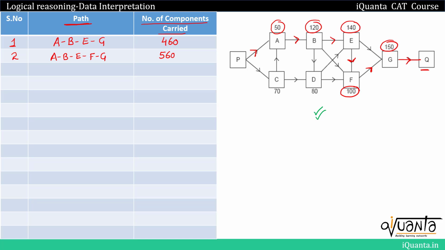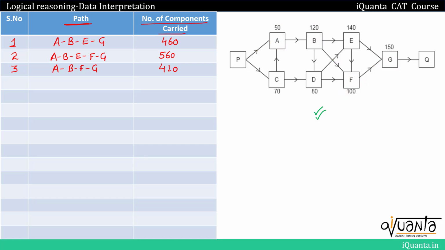Third possible path could have been, he could have started from P, moved to A, then B, then directly to this F from B, and then to G, then Q. So another possible path becomes A, B, F, G. So let me write A, B, F, G over here. Add the number of components here, 50 plus 120, 170, 170 plus 100 is 270, 270 plus 150 becomes 420.